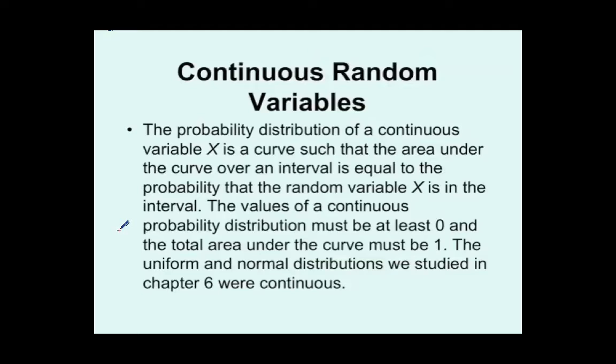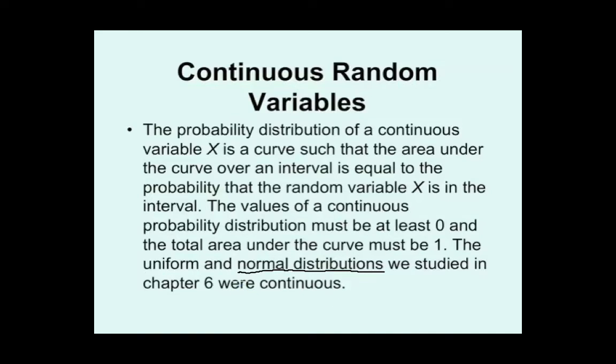I'm going to use a probability density function, or some sort of a curve such that the area under the curve is equal to the probability of the random variable taking on values in a particular interval. We know the values are continuous and the probabilities are between 0 and 1 again, so the total area under the distribution has to be 1. Now the uniform and the normal distribution we studied back in chapter 6 were both continuous. What we want to do is show that the normal distribution turns out to be a really good model of binomial distributions provided certain conditions are met.